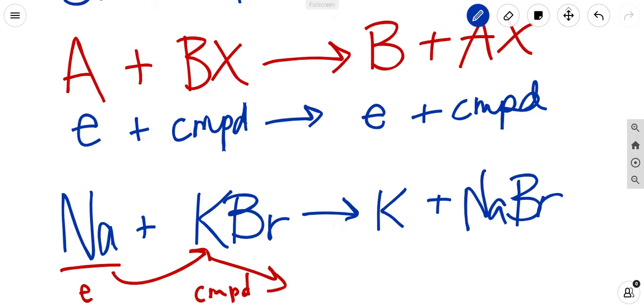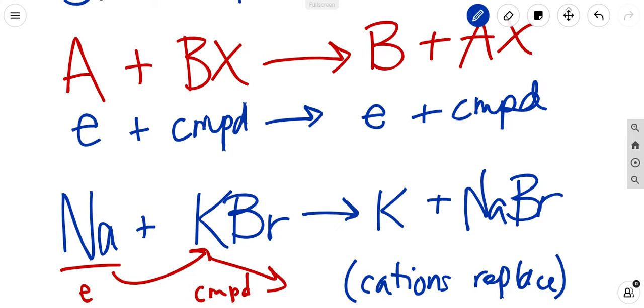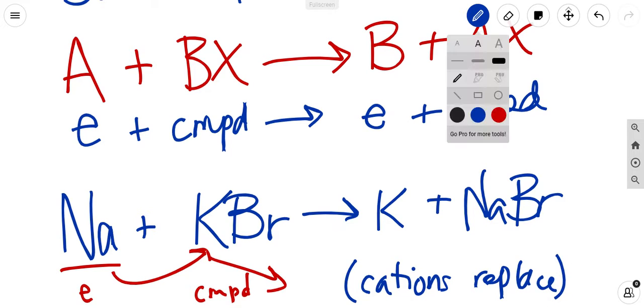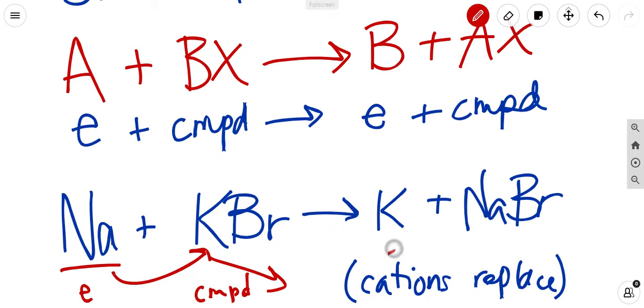So do you see how that works? It kicks out the first thing. It's going to kick out the cation. Okay, so the cations, the first thing in the compound, get replaced. So I have one single thing kicking it out. And then on this side, I have my single element plus my compound.